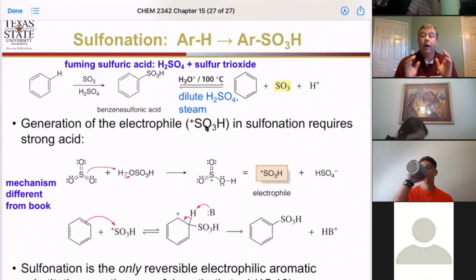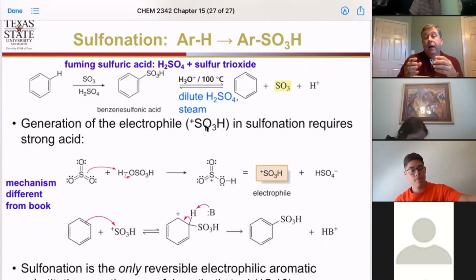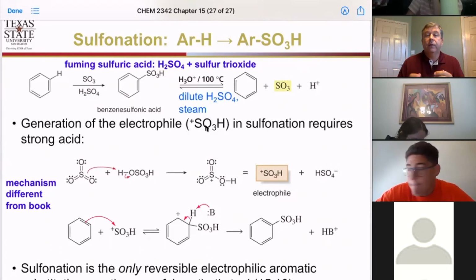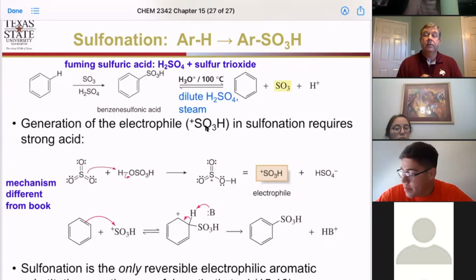Now, unlike the addition of chlorine, bromine and nitro, this reaction is actually reversible if we have the addition of water. If we did this in a dilute reaction, we can actually remove this SO3 from the system, and we can then use this as a group where we can block a section with the sulfonic acid and then remove it again at the end.